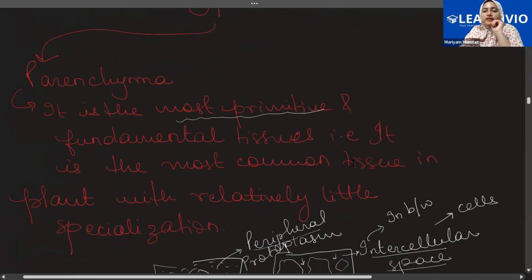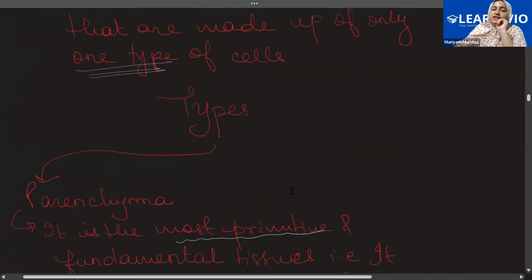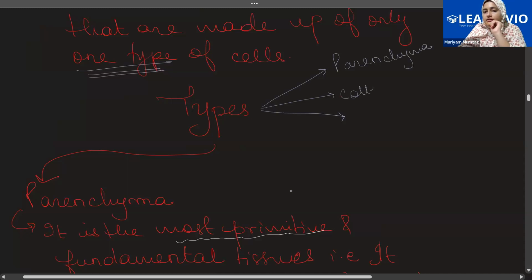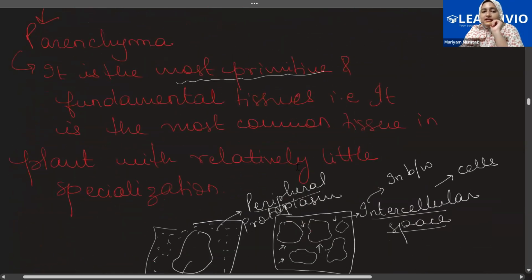Now talking about the types. There are actually 3 types of simple permanent tissue. The first one is parenchyma. Then there is collenchyma. And last, there is sclerenchyma. So these are the 3 different types of simple permanent tissue. Now the first one is parenchyma.